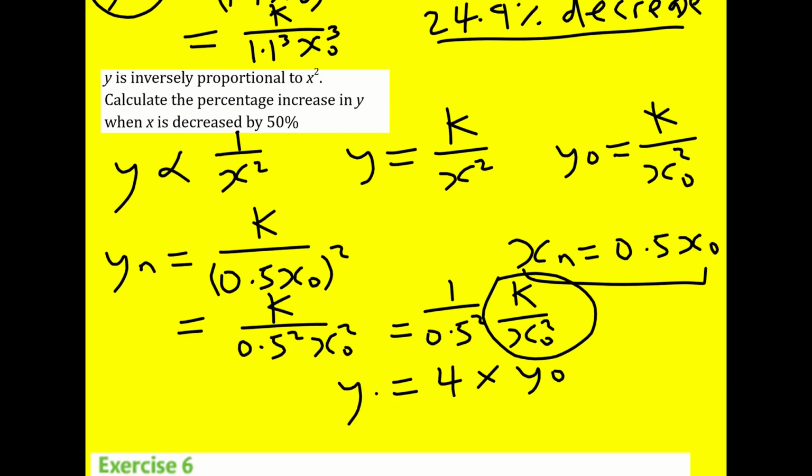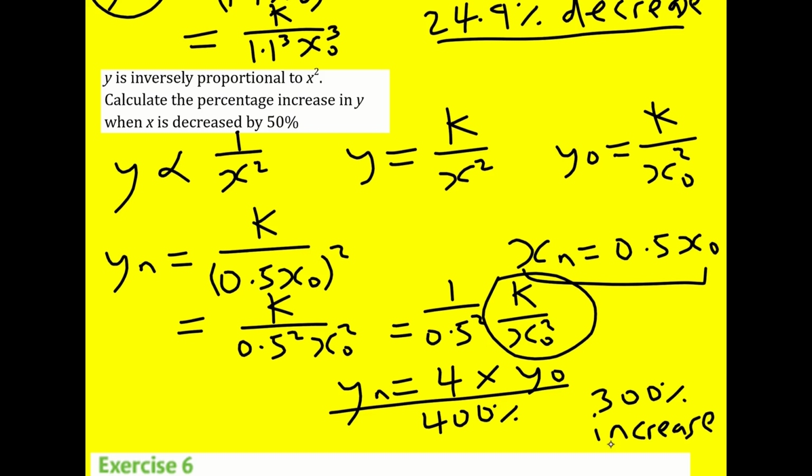So what have I done? I've got that my new value of y is 4 times my old value of y. This 4 is 400%. But be very careful, that does not mean I've got a percentage increase of 400%. I actually have a 300% percentage increase, because I start off with 100% and then I increase it by 300% to get to 400%. So just be careful about that.